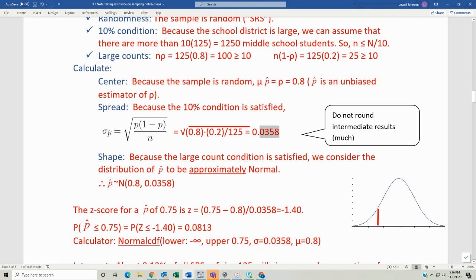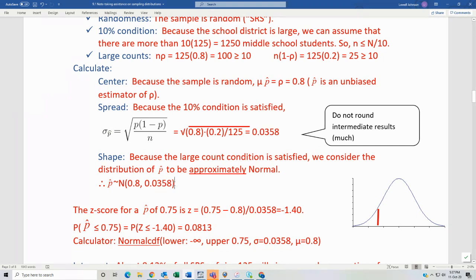Last, we have to find the shape of my sampling distribution. Because the large count condition is satisfied, we consider the distribution of all of my p-hats to be approximately normal, and I summarize it right here in this sentence. P-hat is distributed normally with a mean of 0.8 and a standard deviation of 0.0358.